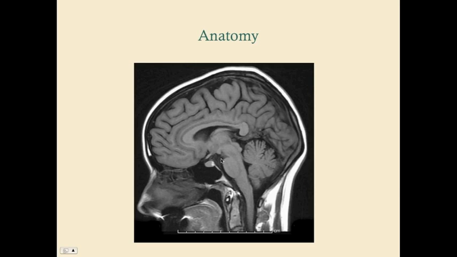So this is an MRI, and it's no contrast. So we see the pituitary is right here, and it's sitting inside the sella turcica, which would be right here, and then here is a sinus, the cavernous sinus.